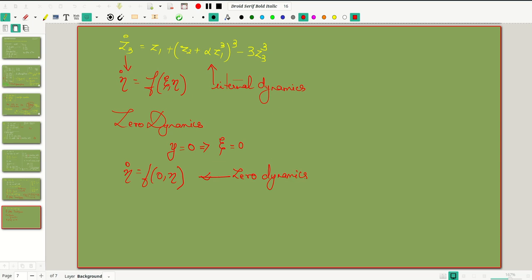So we can check whether the zero dynamics is stable. The question is, is the zero dynamics stable? So how will you check whether the zero dynamics is stable?